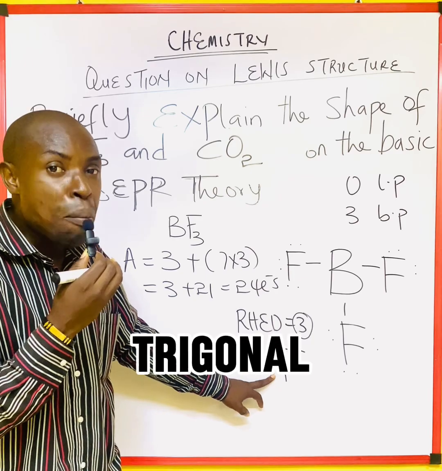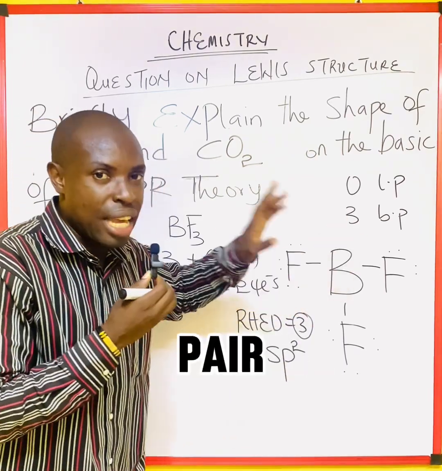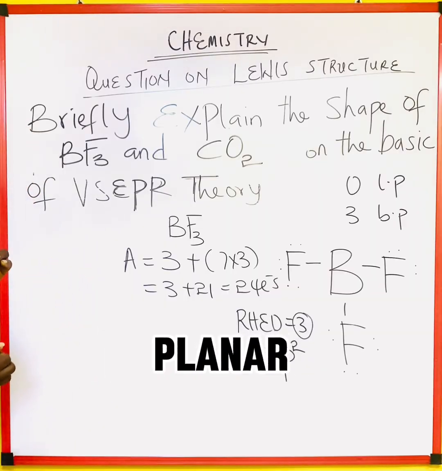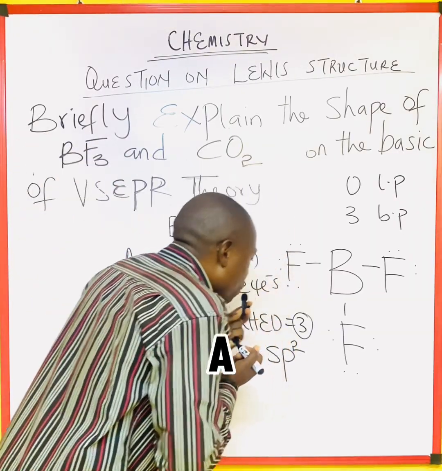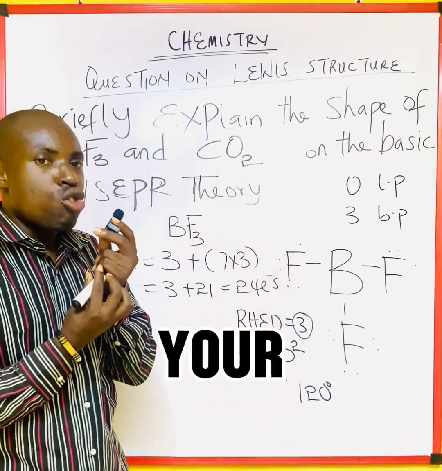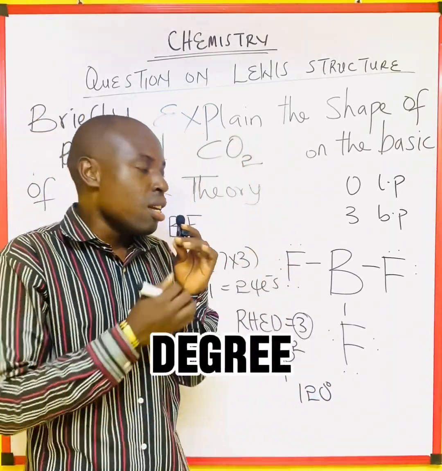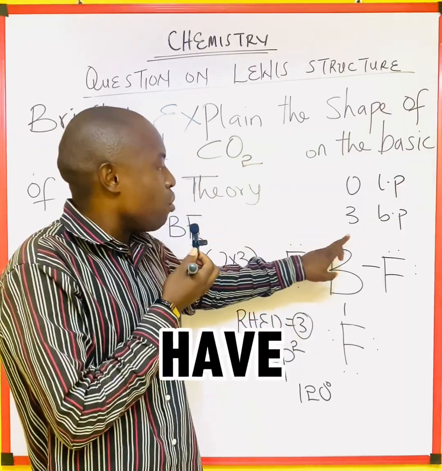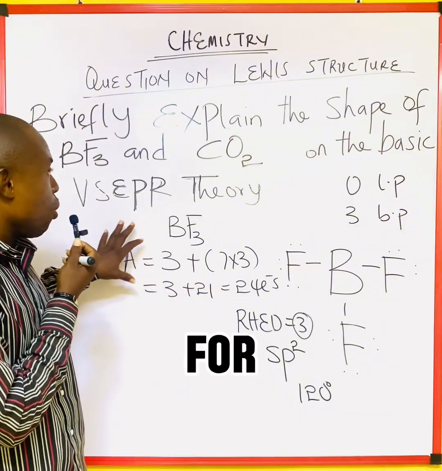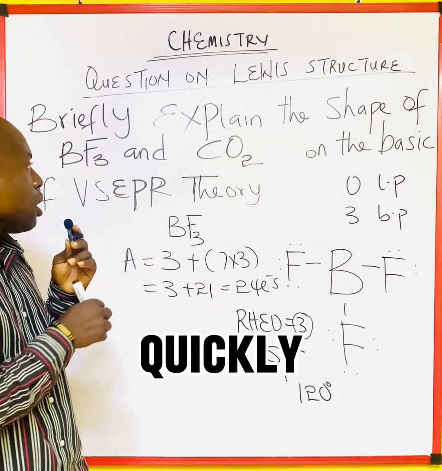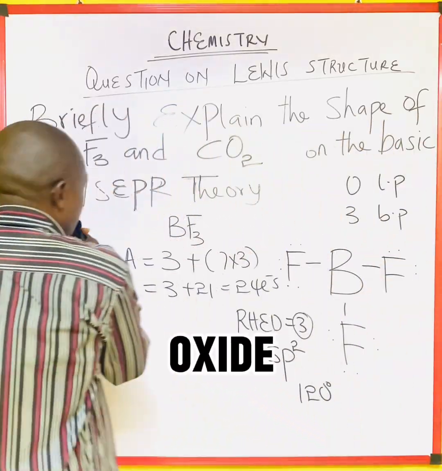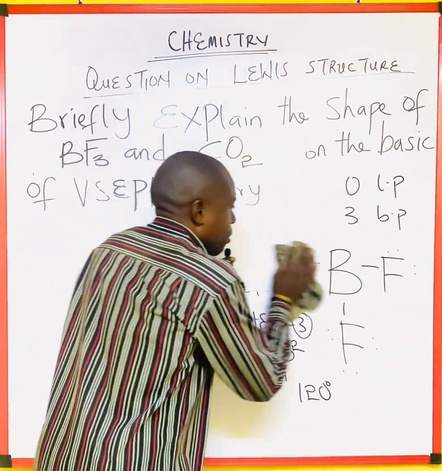So if here is sp2, you agree with me that here is a trigonal planar because there is no lone pair here. Not only is it a trigonal planar, it has a bond angle of 120 degrees. When you are sp2, your bond angle is 120 degrees, most especially when you have no lone pair. So this is for boron trifluoride. Let's quickly move to carbon dioxide. Can I erase the board? Okay.